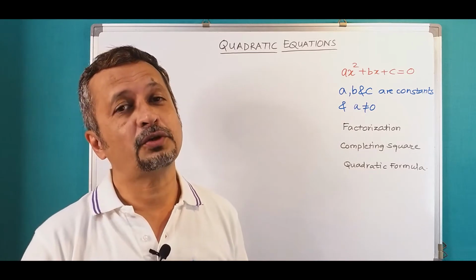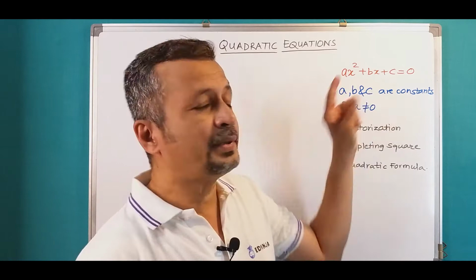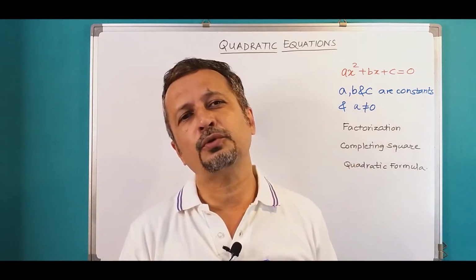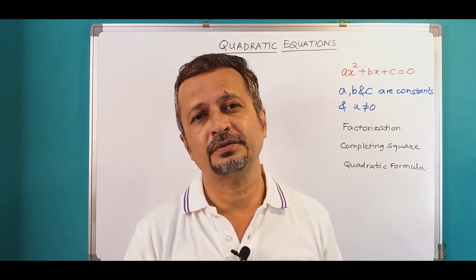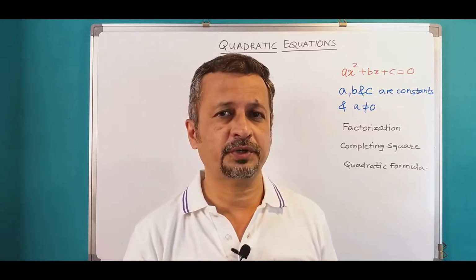Now why is a not equal to 0? If a is equal to 0, then this would become bx + c = 0 and that would become a linear equation. It would no longer remain a quadratic equation, correct? So a not equal to 0 is one important condition over here.